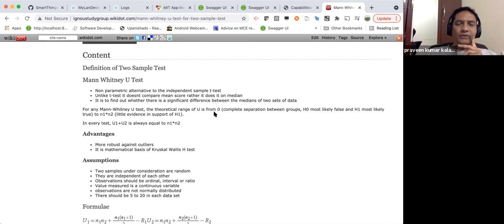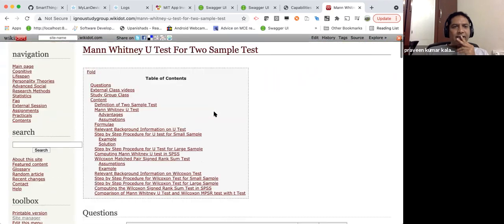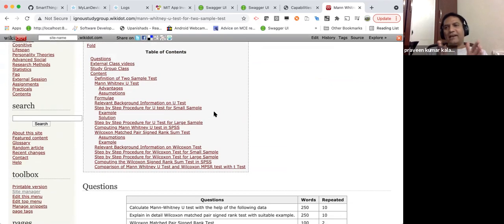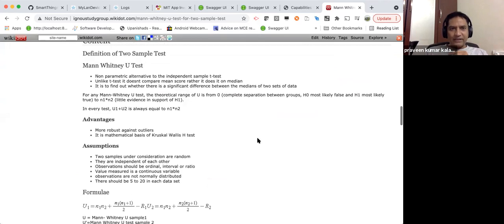So what is the Mann-Whitney test? Not sure whether you remember what we spoke about during the t-test. This is the t-test equivalent in the world of non-parametric tests. Again, we have a concept of parametric and non-parametric tests. Parametric tests have so many limitations. The sample size has to be large. It has to follow the normal distribution and all those things.